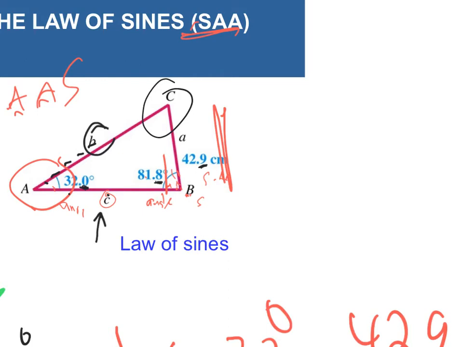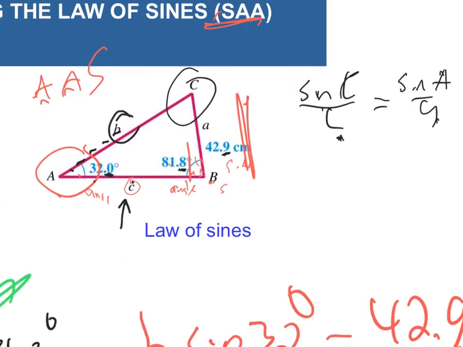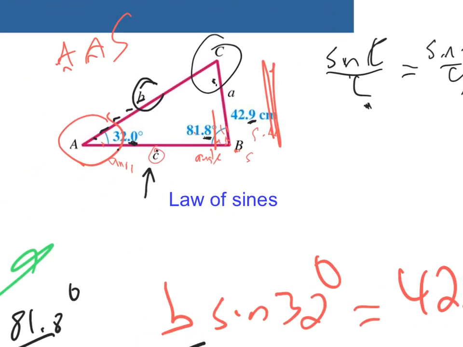Bummer. Because what if I put sine of C over C equals to, well, let me do the sine of A over A again. I know these two. I didn't know C or sine of C, because I don't know the angle. Oh my goodness, don't fear. That was the easiest thing to find. 1, 2, 3 angles have to add up to 180. So angle C will be 180 degrees minus the 81.8 minus the 32.